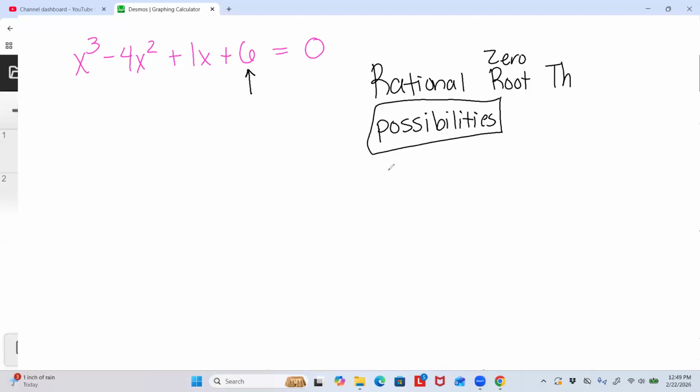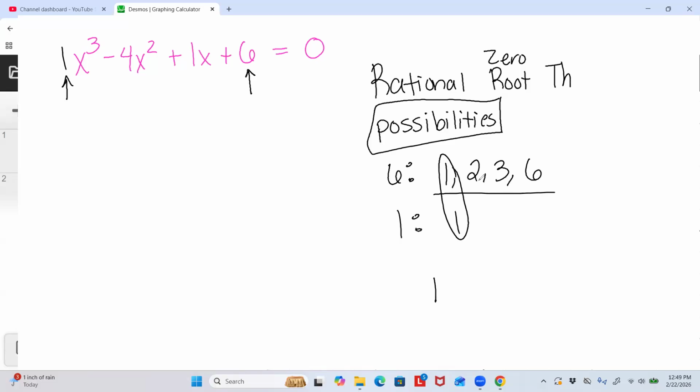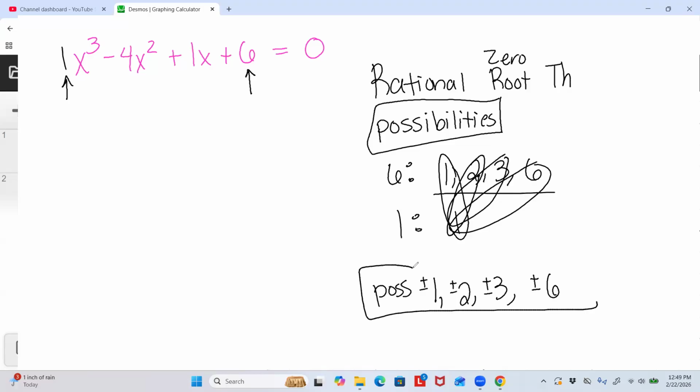So that constant, list out its factors. What are the factors of 6? 1, 2, 3, and 6. Divide by the factors of your leading coefficient, which is a 1. What's the factors of 1? 1. And now divide. So 1 divided by 1 is 1, 2 divided by 1 is 2, 3 divided by 1, and 6 divided by 1. And then give everybody a plus minus. All right, these are our possible answers.